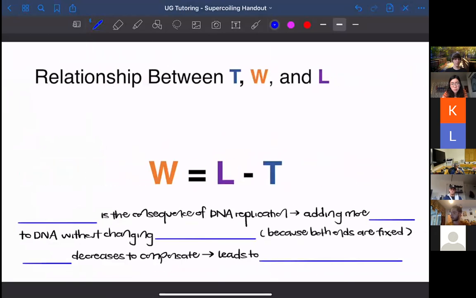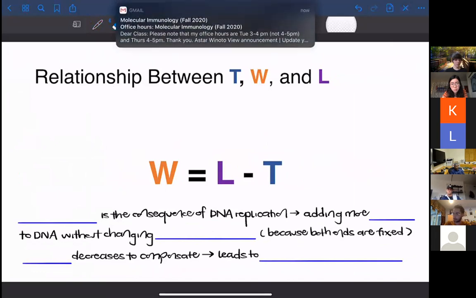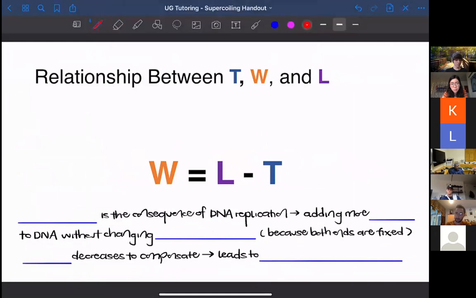So as before, in the example, we increased our twist. No, in the example before we decreased our twist. Sorry. Okay, never mind. This slide is not really related to that. I prepared it a little differently.